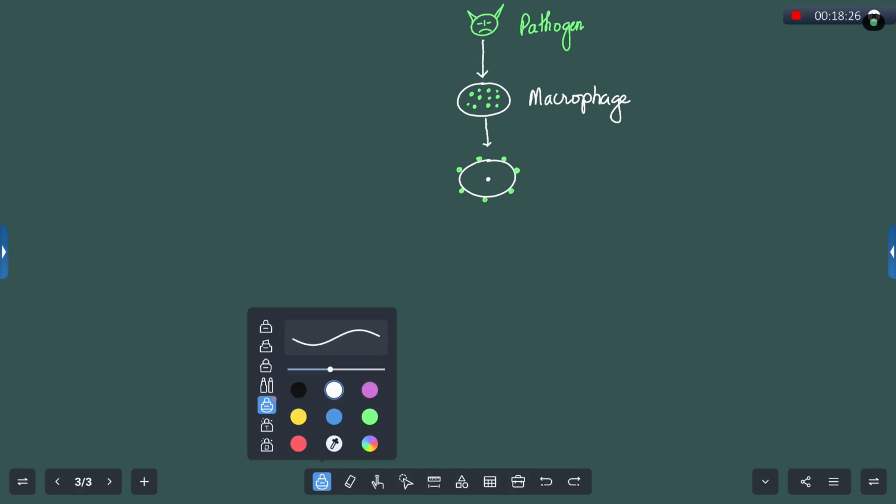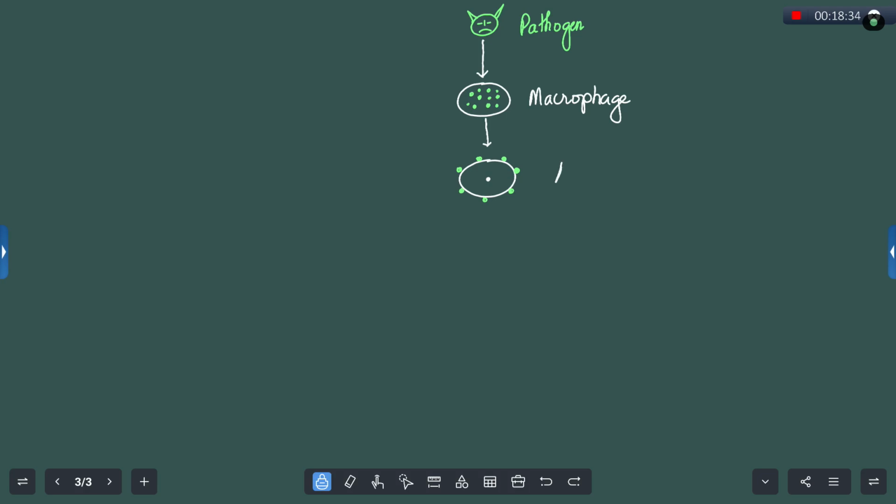What is this called? Why? Because it is presenting the antigen to the rest of the body cells, especially the B cells and T cells. Go ahead, say, what is this? This is an antigen presenting cell, or APC. These things are not in the NCERT, but it is an important topic.